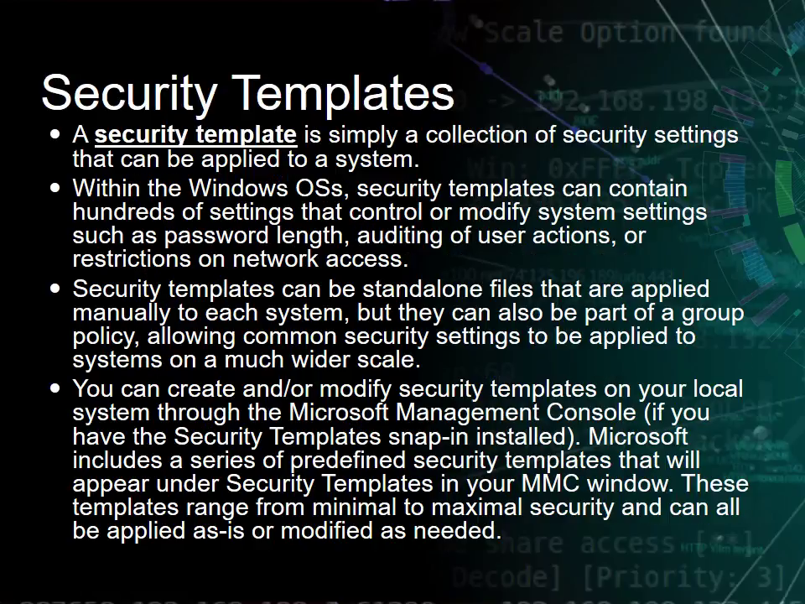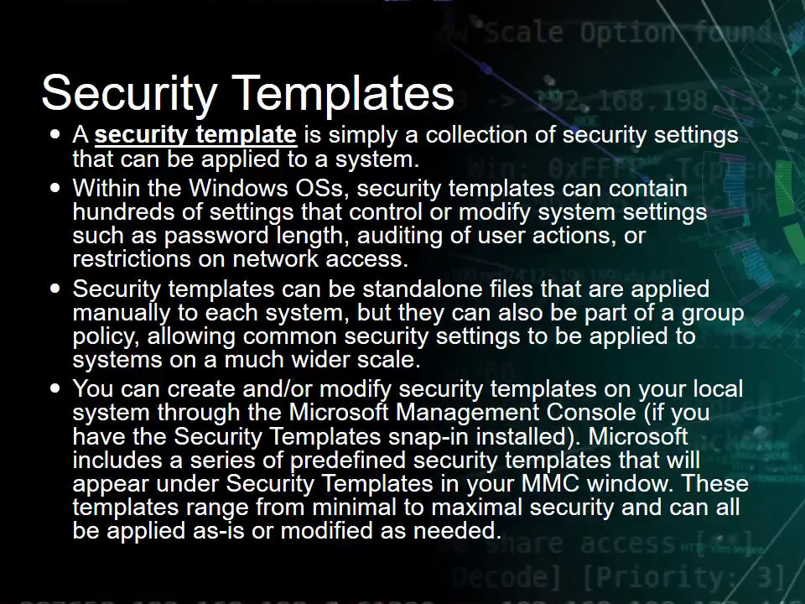So a security template is simply a collection of security settings that can be applied to a system. Within the Windows operating system, security templates can contain hundreds of settings that control or modify system settings, such as password length, auditing of user actions, or restrictions on network access. Security templates can be standalone files that are applied manually to each system, but they can also be part of a group policy, allowing common security settings to be applied to systems on a much wider scale.